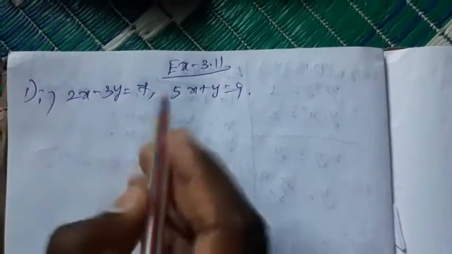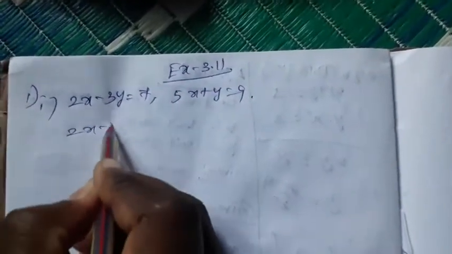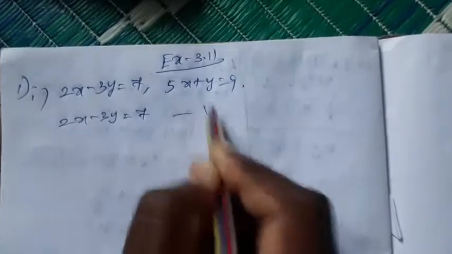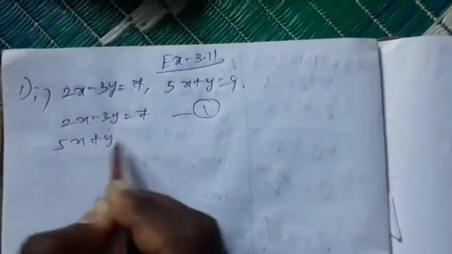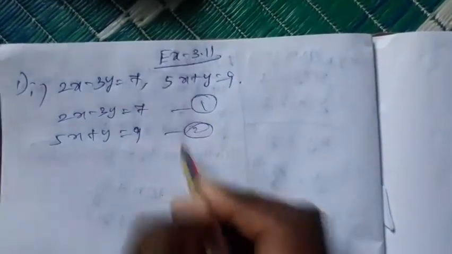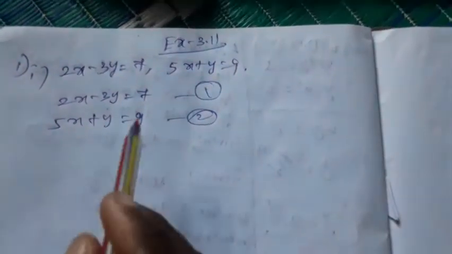So take the given question: 2x minus 3y equal to 7, this is equation number 1, and 5x plus y equal to 9, this is equation number 2. Next, we are going to discuss the substitution method. Substitution method means take any one equation.